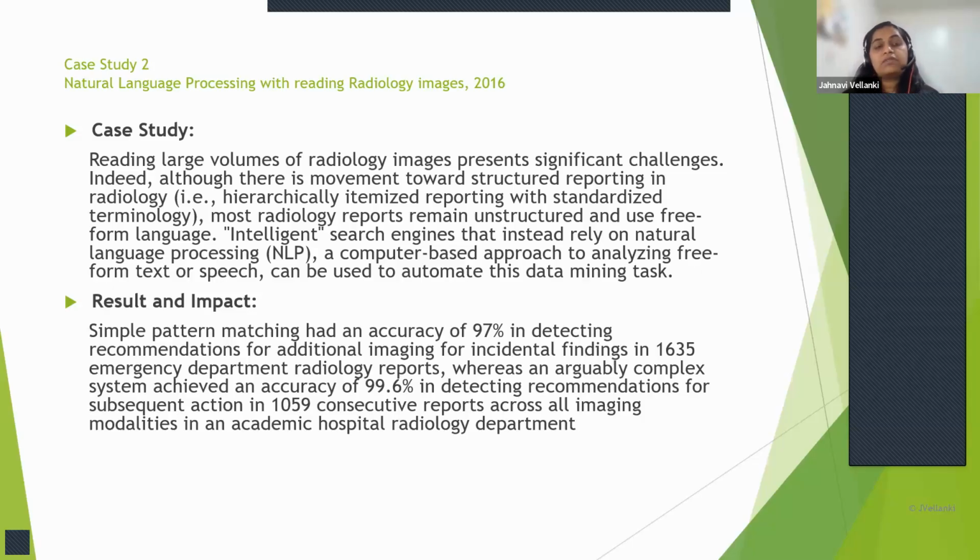So in both the case studies, we have seen that the automation models, the AI models that are picked, are trained as per the need of the user. And we have seen a significant number of accuracy towards the end of the studies.